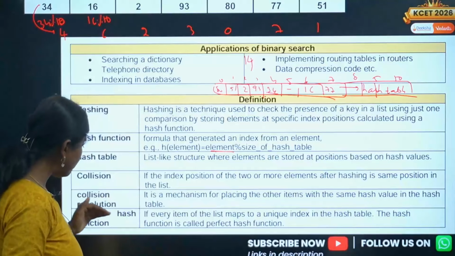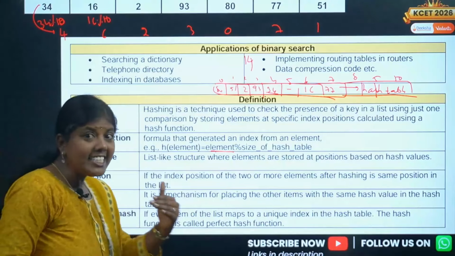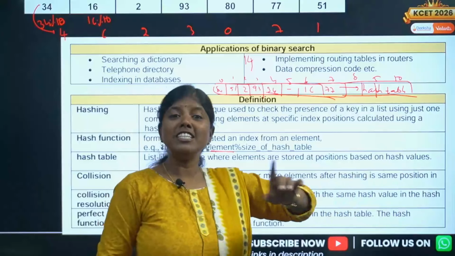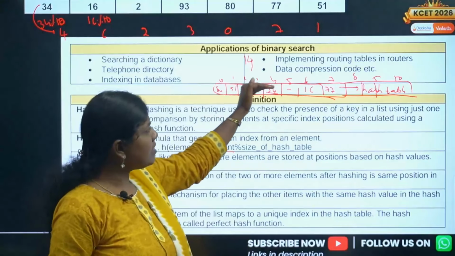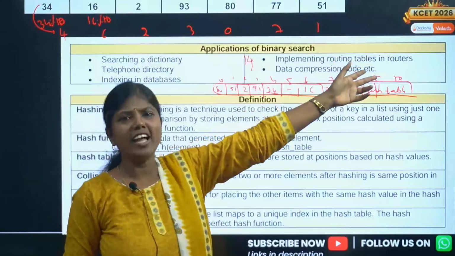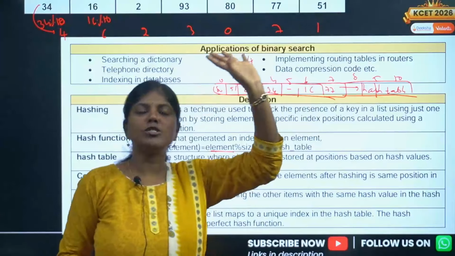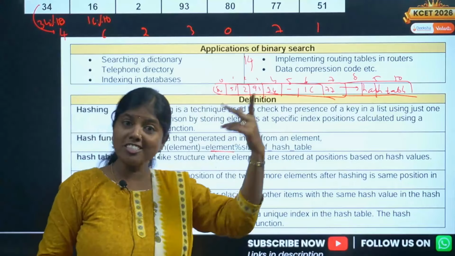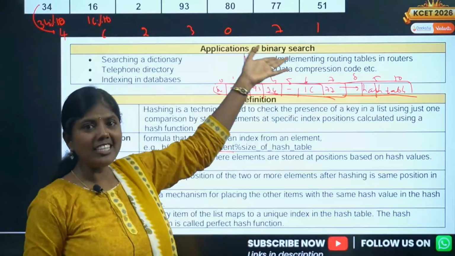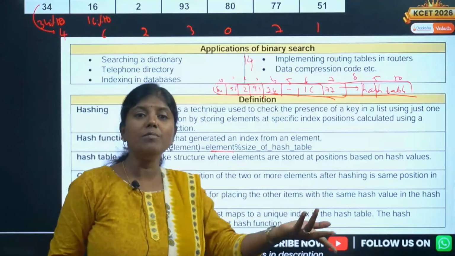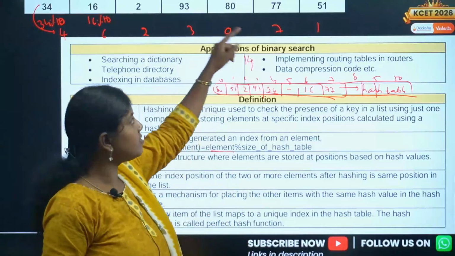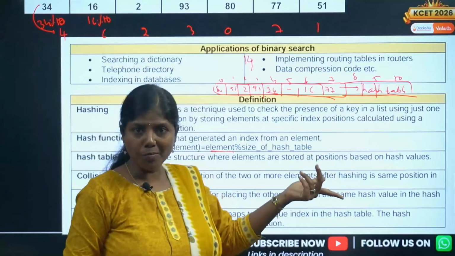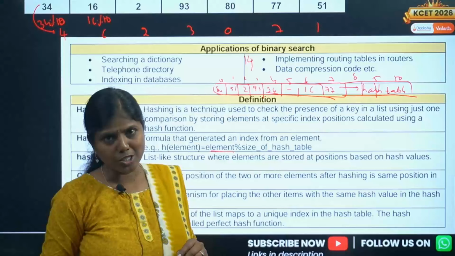Similarly, we have the perfect hash function. If each and every element in the list has a unique index value, that function is known as a perfect hash function. Everything is unique, so it becomes a perfect hash function. If I add 14 to this list, then it is not a perfect hash function.